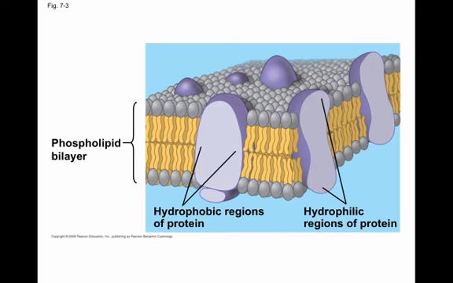So 1972 is the year that we developed this current model that we call the fluid mosaic model. So you can see some proteins being attached only to the outside. We call those peripheral. And then you can see other proteins that span the whole membrane. Those obviously have to have hydrophilic regions on the outside and hydrophobic regions on the inside.